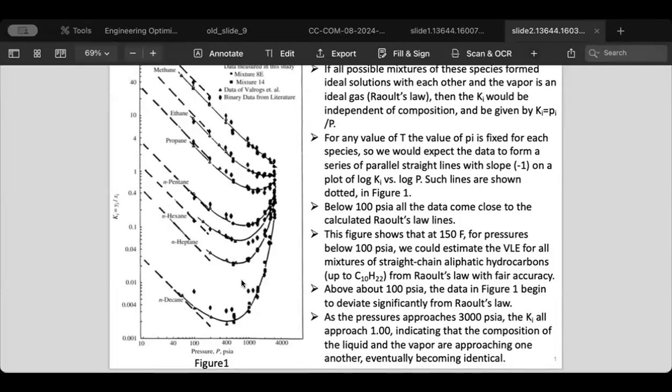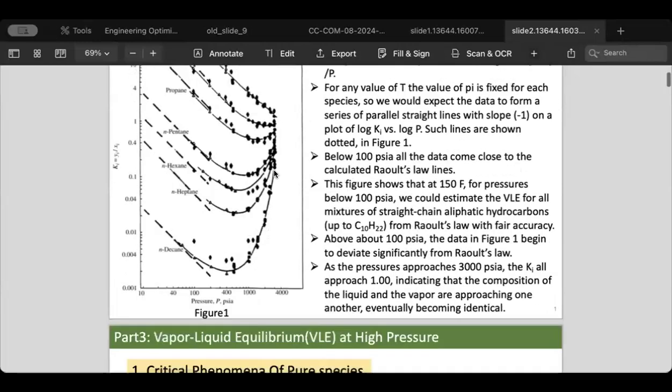But at high enough pressure, of course, K approaches 1, right? At this pressure, K becomes 1.